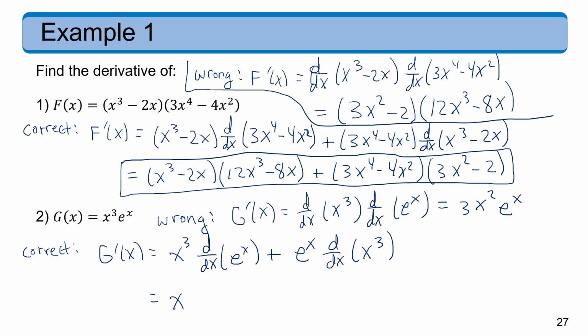So we have x cubed times, so we know the derivative of e to the x is just e to the x. And then continuing on, we have plus e to the x. Now we need to take the derivative of x cubed, so we use the power rule. We get 3x squared. Okay, so that's our formula for g prime of x.